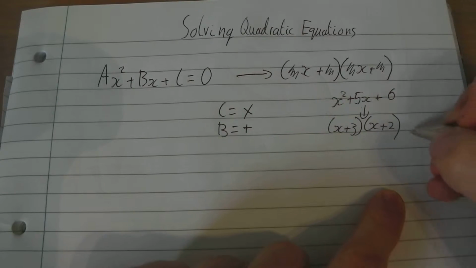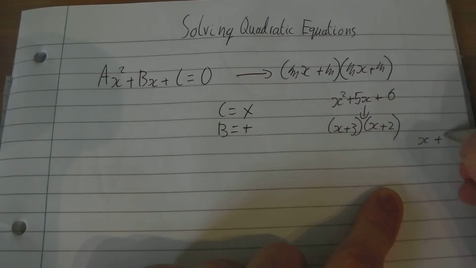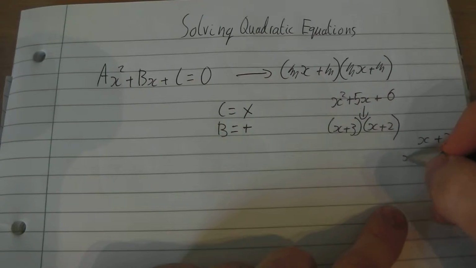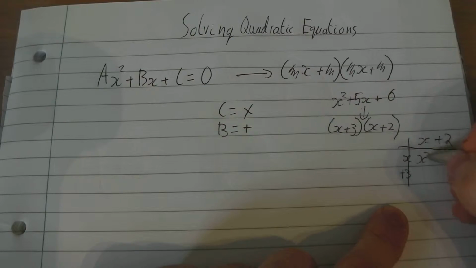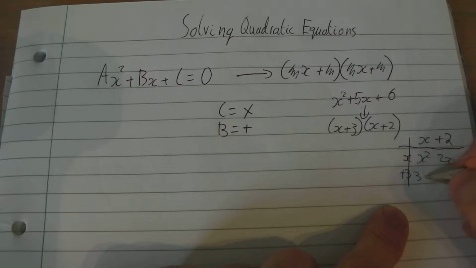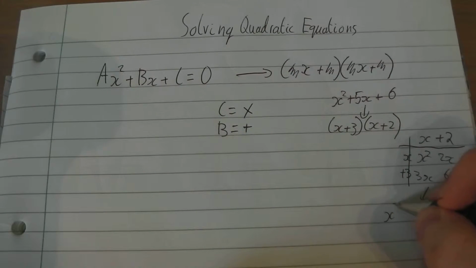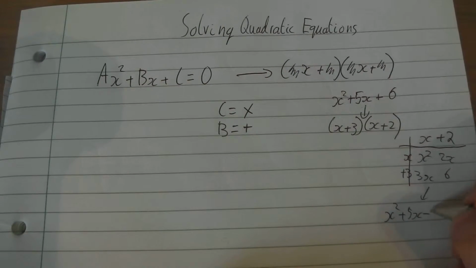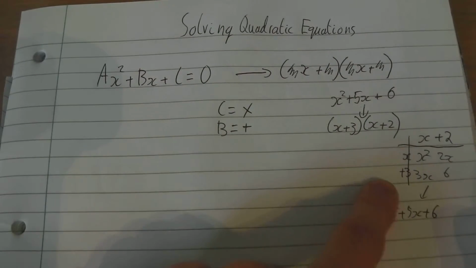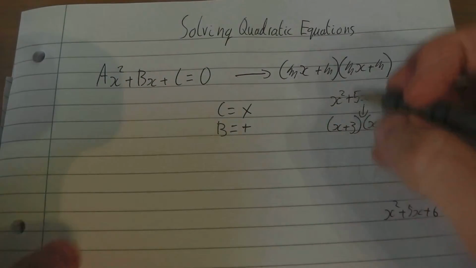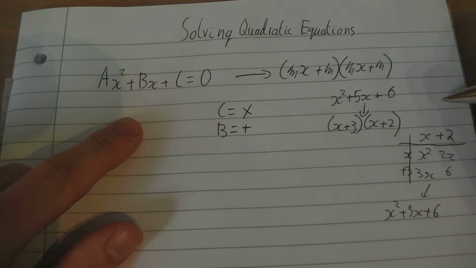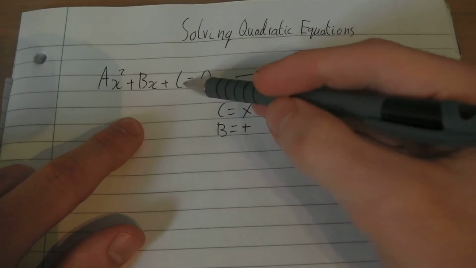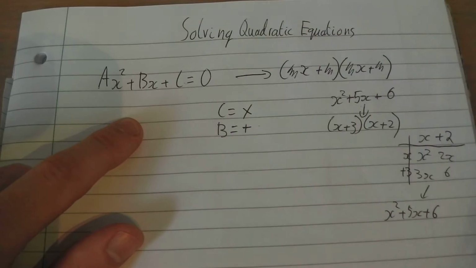And to check this, you can do it on the side and use the box method. Plus 3 gives you x squared, 2x, 3x and 6. Then that's x squared plus 5x plus 6. Back to our original answer again. So for values where a is 1, you can factorise simply by finding two numbers which times to make c and plus to make b.